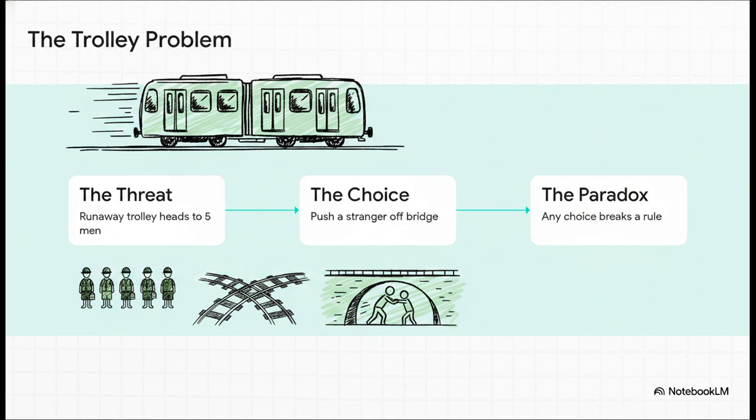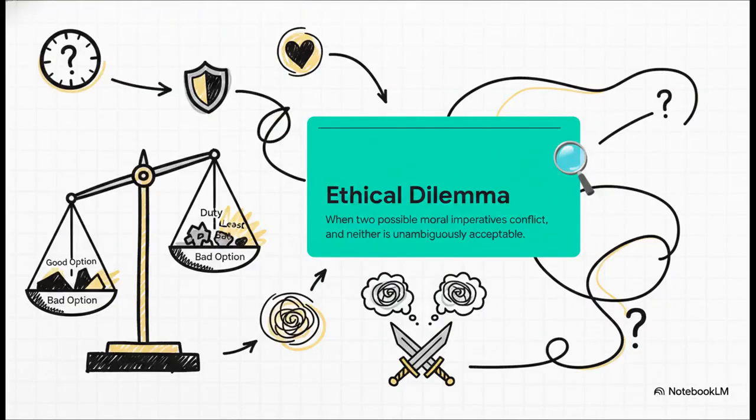Now, playing the skeptic, you might ask me, wait, am I just confused about what the right thing to do is? But as your mentor, I need you to understand that this is not confusion. It's a true paradox. Literally, any choice you make here is going to transgress a moral principle. So, what's the formal definition? An ethical dilemma is a decision-making problem where 2 possible moral imperatives are in conflict, and neither is unambiguously acceptable.